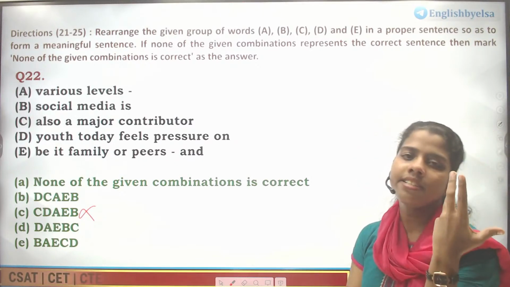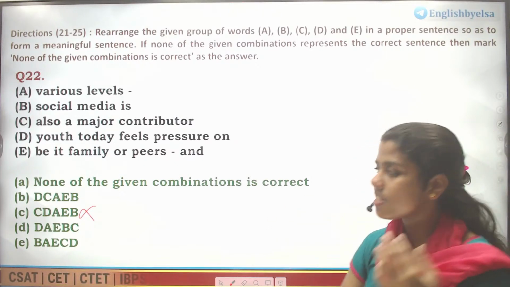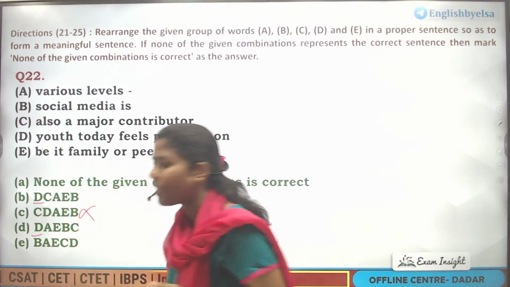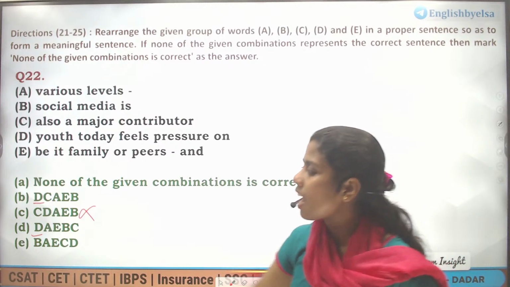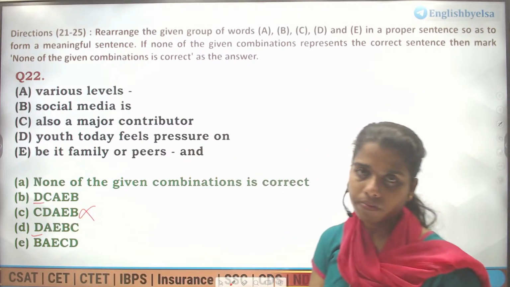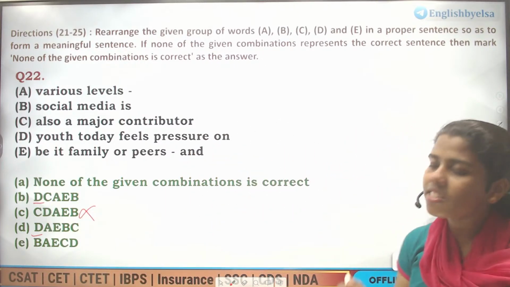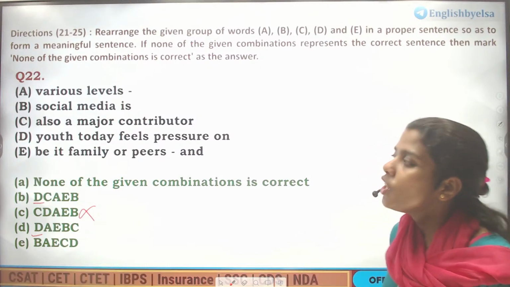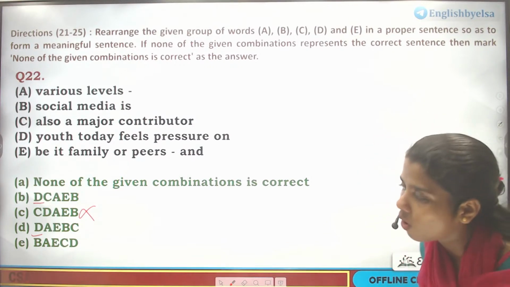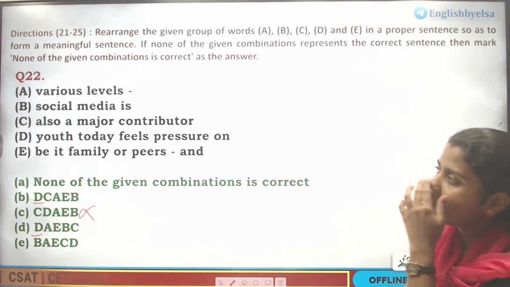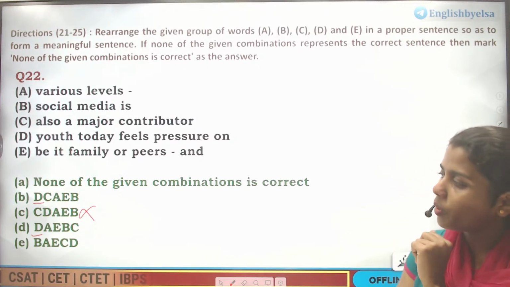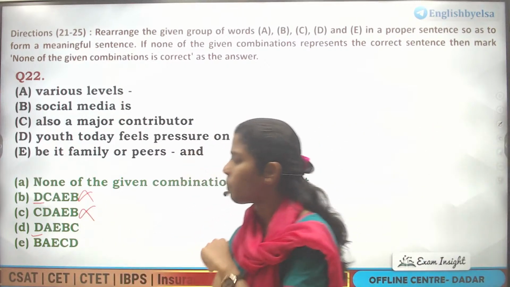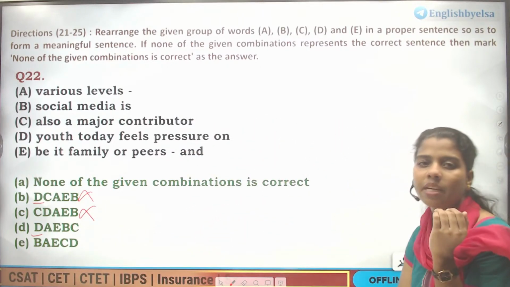One more hint is there. If I look at the options, two options start with D and only one option starts with B. That means I will first have to go with D. Consider D as the first sentence: "Youth today feels pressure on various levels", followed by A or C. D shouldn't be followed by C. One more option is eliminated.